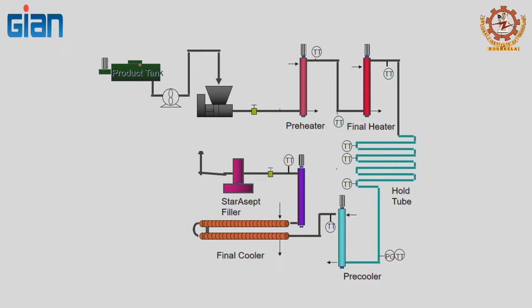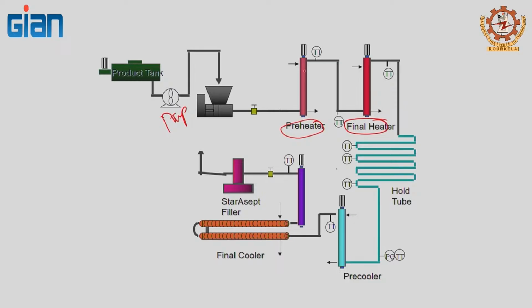So, you have a product tank and then you have a pump. This is the pump here, and then you are going to pump this through a preheater followed by a final heater. So, let us suppose I have some tomato soup and I take that and pump it, and then you are going to preheat.